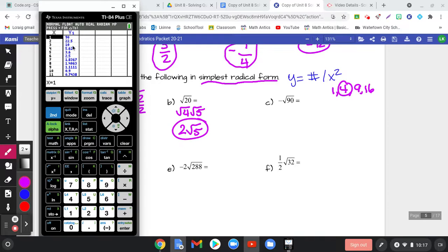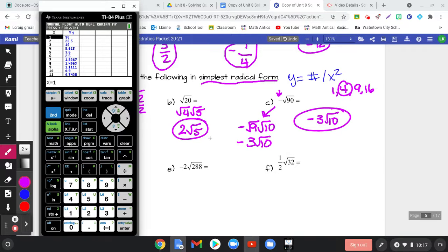1 radical 90, 3 radical 10. That's the last whole number set. So it's going to be negative, because of the negative sign, 3 radical 10. If you did it by hand, you'd bring the negative down. 90 can be written as 9 times 10. They each get their own radical. And the square root of 9 is 3. Square root of 10 stays underneath.